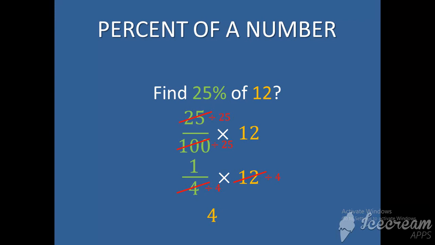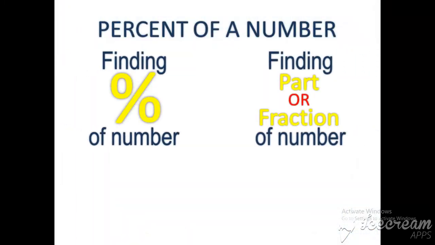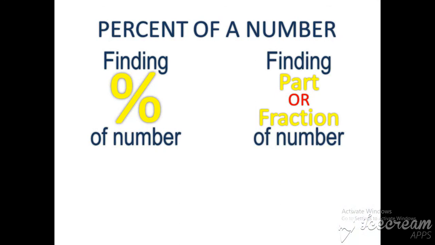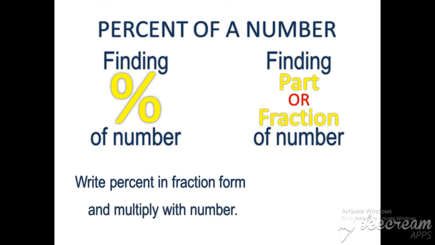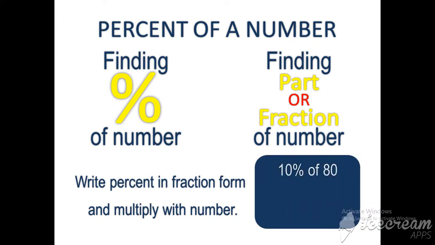Now you can start practicing on your own, but before that, let's quickly recall what we have learned in this video. Finding percent of a number is the same as finding fraction of a number. To find percent of a certain number, write percent in fraction form and then multiply it by the number. Suppose we have 10% of 80, so it will be multiplied like this: 10 hundredths, which is the fraction form of 10%, times 80. So this is the simple concept of finding percent of a number.